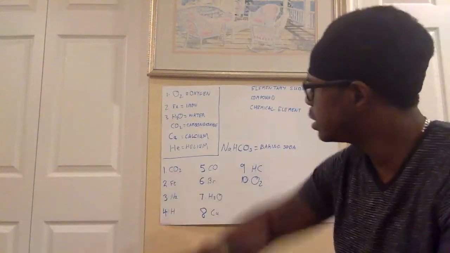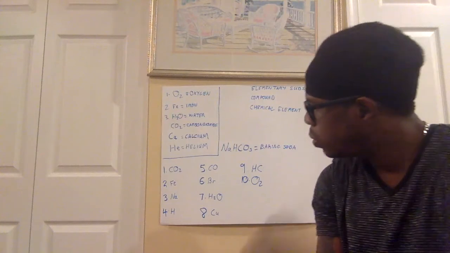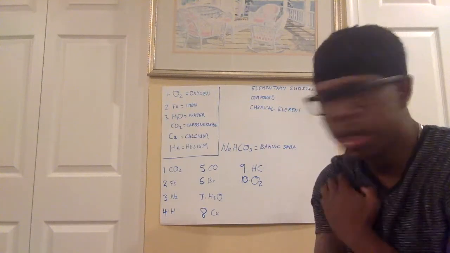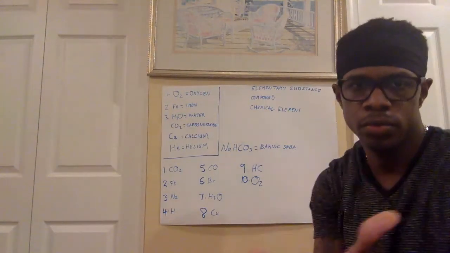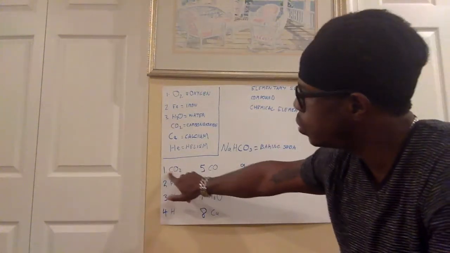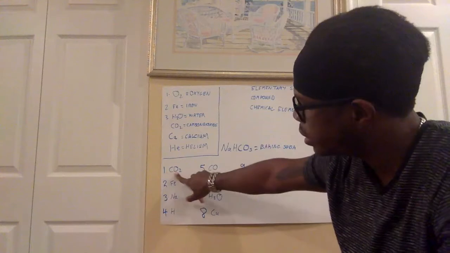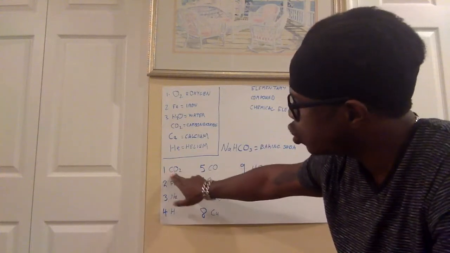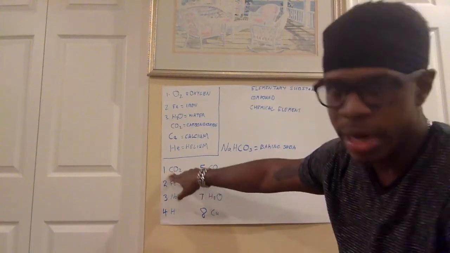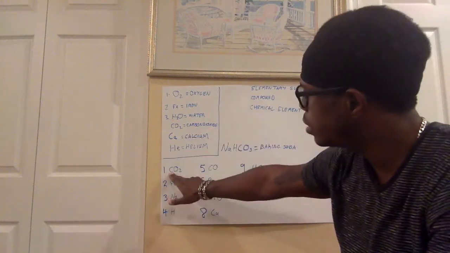So number one, CO2. Now, would I be correct if I say that is an elementary substance? No, I would be incorrect, because it has two capital letters. So we know this is one atom right here. This is another atom right here. So we have two or more atoms, which is the definition of a compound. So we know this is a compound.